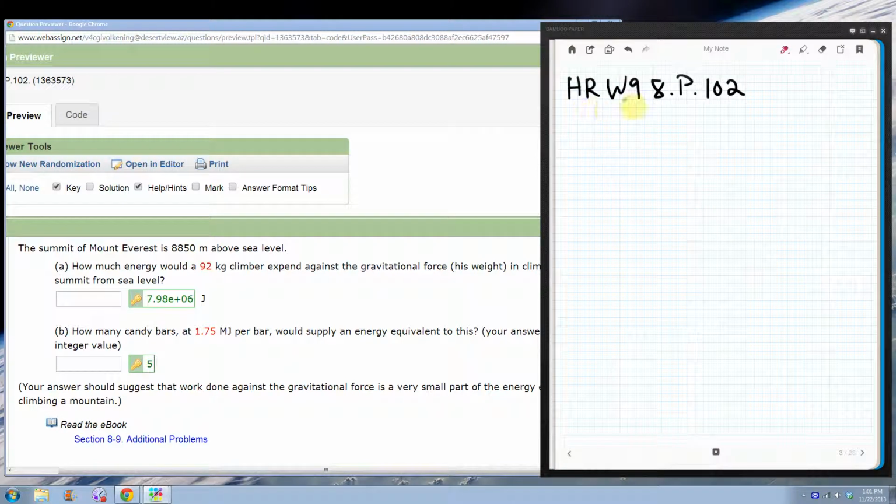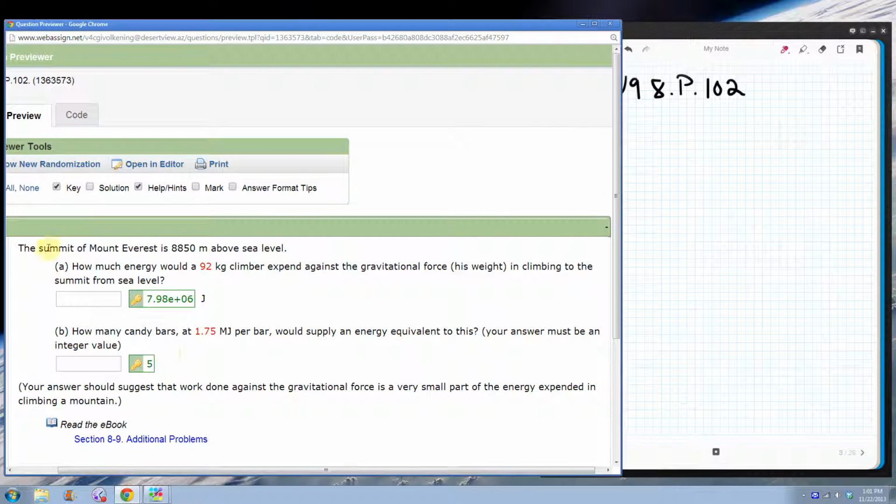This is HRW98P102. The summit of Mount Everest is 8,850 meters above sea level.